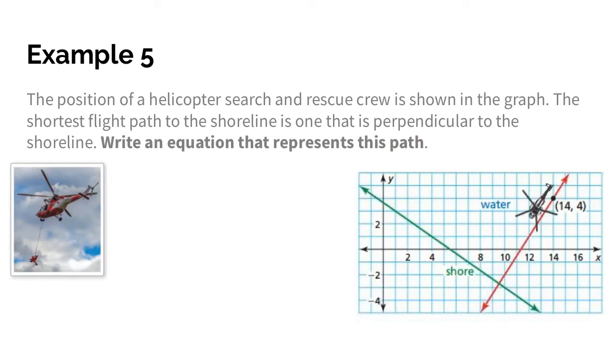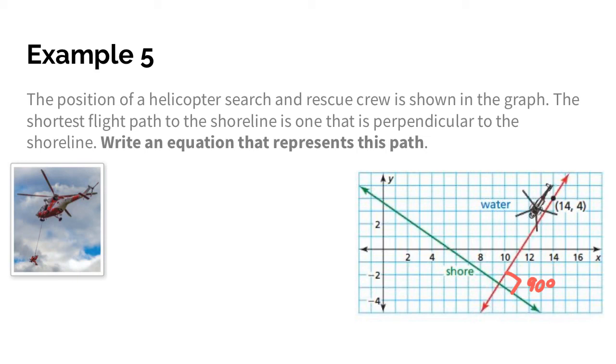So here it says we have the position of a helicopter search and rescue crew shown on the graph. The shortest flight path to the shoreline is one that is perpendicular to the shoreline. So here it shows blue is water. Think of the green as the shoreline. And what's happening here is that the red line is showing the path of the rescue helicopter. And by saying it's perpendicular, the angle between those two things would be 90 degrees. So I want to write an equation that represents the path of the helicopter as it flies.